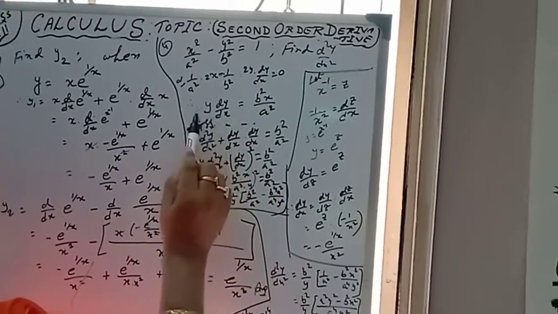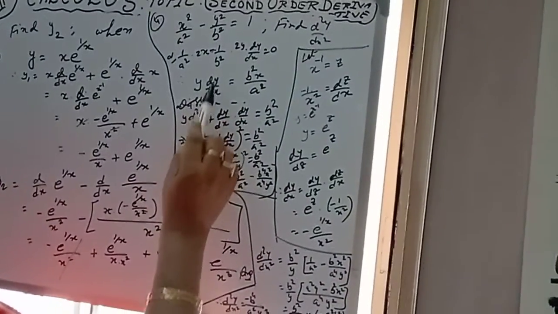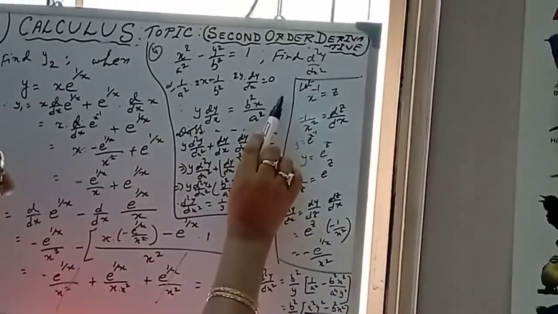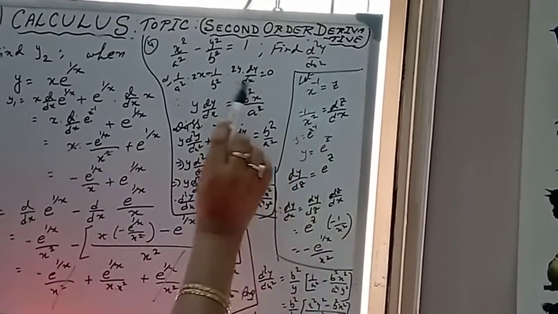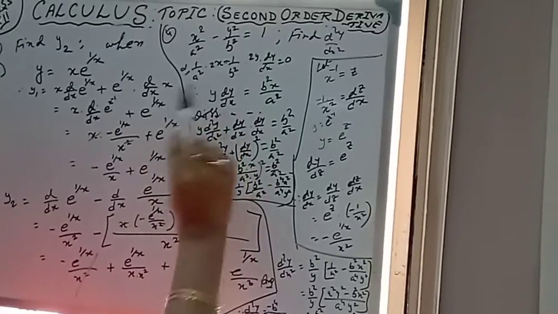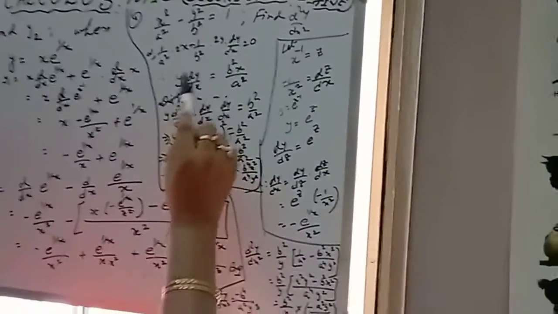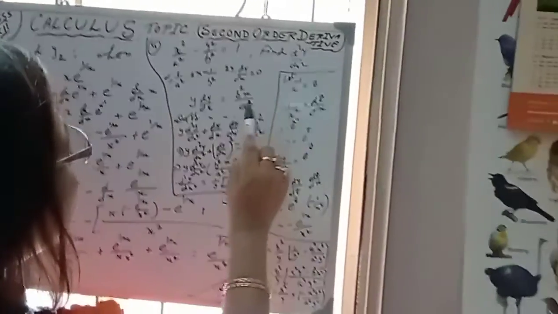So it's coming y dy/dx, y positive, because this is minus, and when we take this part to the right hand side, again it will be minus. So this minus and the left hand side minus, both the minuses will cancel. That is why this is coming positive. So y dy/dx is equal to b square x by a square.